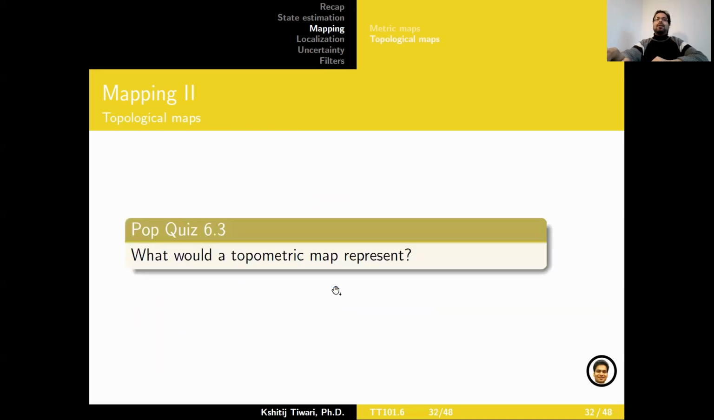So we've talked about metric maps and topological maps, but there could also be hybrid maps, which we are going to call topometric maps. And the question for you is, what kind of information would a topometric map represent? Now that you know what a metric and a topological map is, what would you borrow from each of these maps to get a topometric map, which is going to be a hybrid representation?